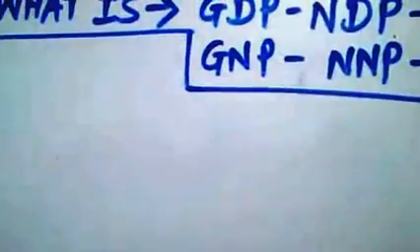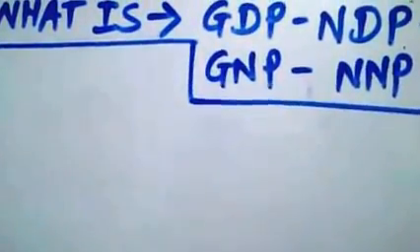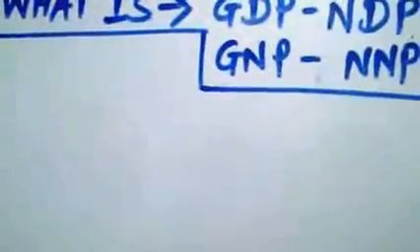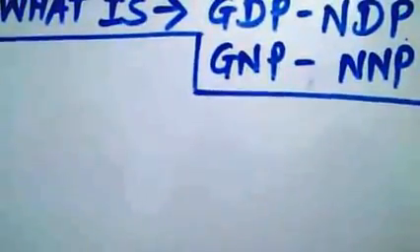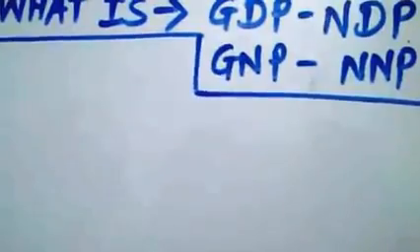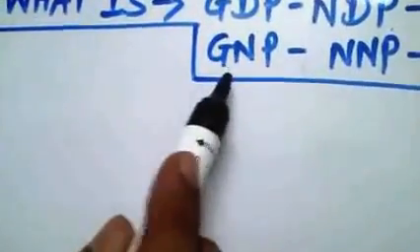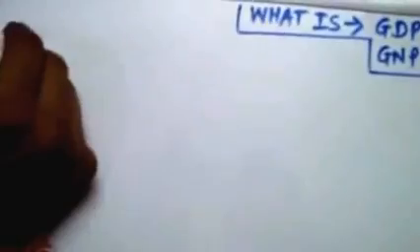Hello dear friends, let's see and let's understand the four major concepts of economy on which the whole economic studies concepts depend on: GDP, NDP, GNP and NNP. We'll take one by one. First is GDP.